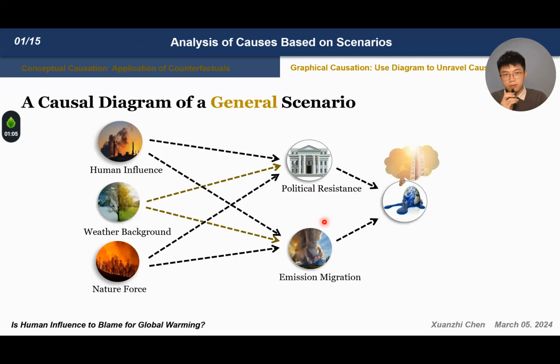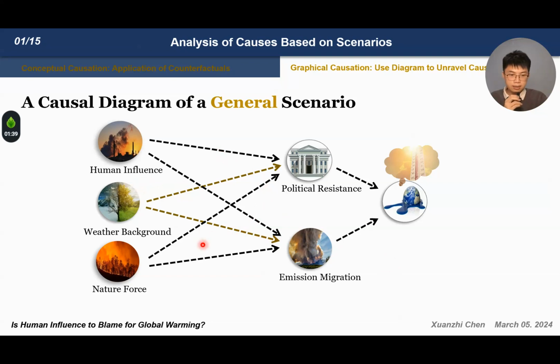So in the following, I will give you a quick look. Notice that I didn't show you how I get this connection here, but just let me show you a big picture. Here I add a new factor, the weather background, and I say the weather background has something to do with the governments and the emission migration. Maybe the weather condition will affect the government's activities, and it will affect the formation of some natural process. Okay, so this is a general scenario, and we got a general causal diagram.